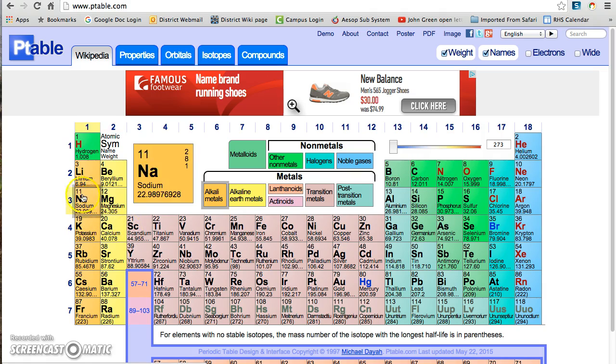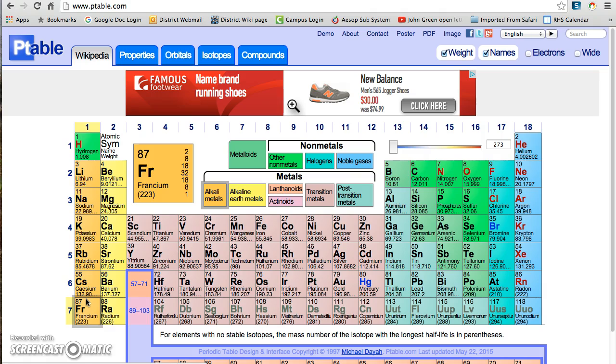Okay. Now within each of these groups and periods, just like in your alien activity that you did on Friday, there are things that stay the same and there are things that change. So within the groups, things that stay the same from top to bottom are the number of valence electrons, which are the electrons in the outermost shell. So all of these elements in group 1 have 1 valence electron. These ones have 2. We skip the transition metals, we'll talk about those later. These ones have 3, these ones have 4, 5, 6, 7, 8, and so on. So number of valence electrons is a key similarity within a group.